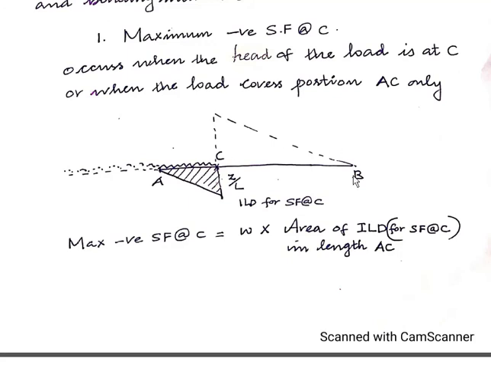This is the ILD for shear force at C. Using the ILD for shear force at C, we can calculate the maximum negative and positive shear forces at C. So here the maximum negative shear force at C is equal to W, that is the load intensity of UDL, into the area of ILD in length AC. As I already told, the load has now covered the portion AC only. The load has not crossed this point C. So the maximum negative shear force value at C is equal to W into the area of ILD in the length AC, or the area of the shaded portion.